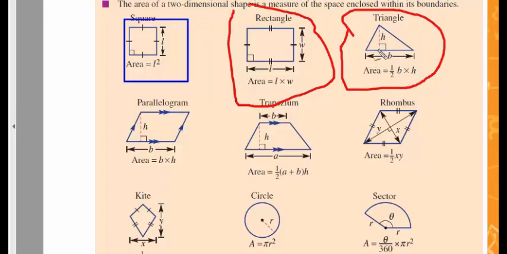So there's the base, there's the perpendicular height. It's at 90 degrees to the base, not the slant height. Okay, not that one, not that one, but that one is perpendicular from the base, or 90 degrees from the base. That's the perpendicular height.